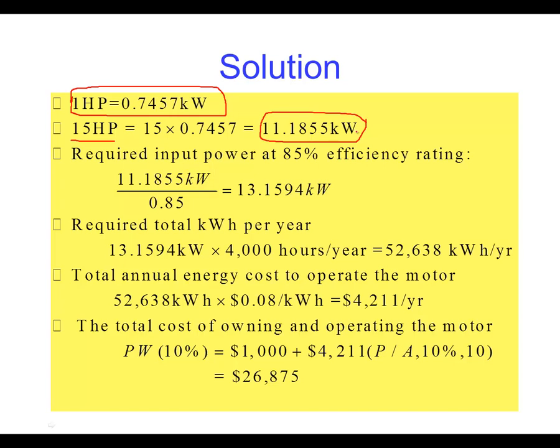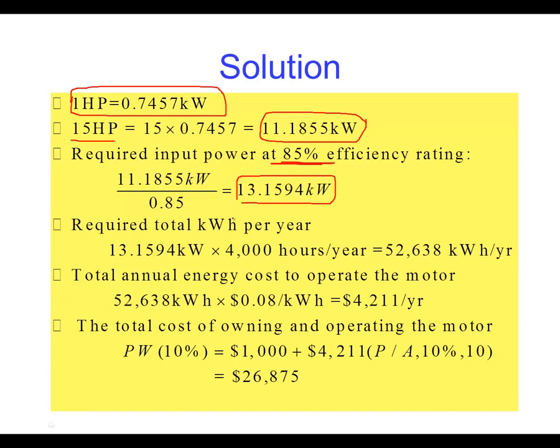So now I have the kilowatts for the machine, but the machine will not be working with 100% efficiency. It's actually working with 85% efficiency, which means that there will be extra consumption because of that. So the actual consumption is not 11, it's 13.1594 kilowatts.